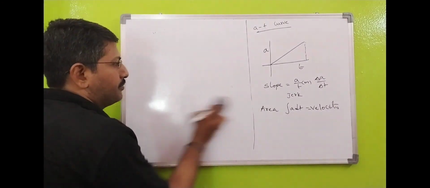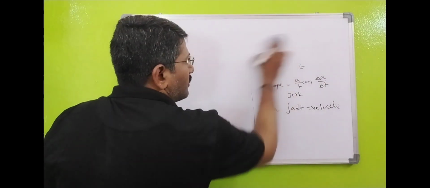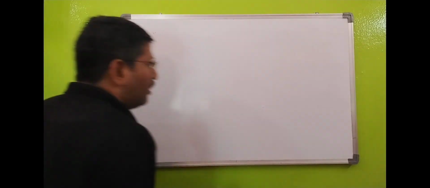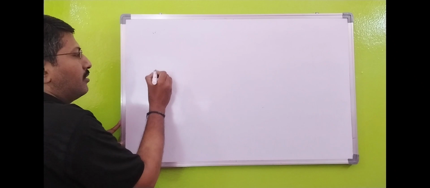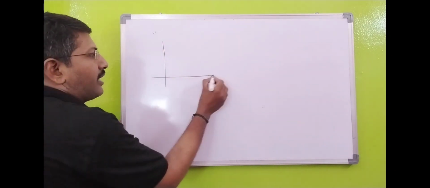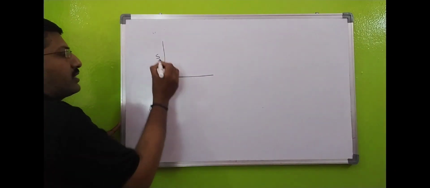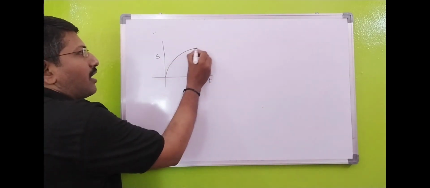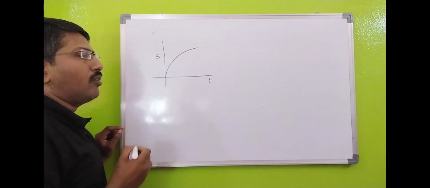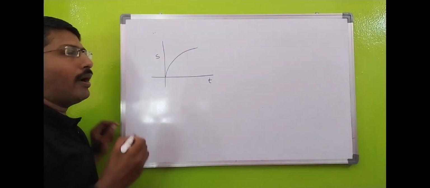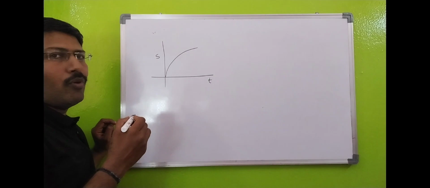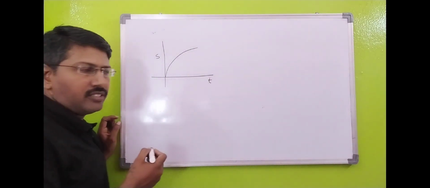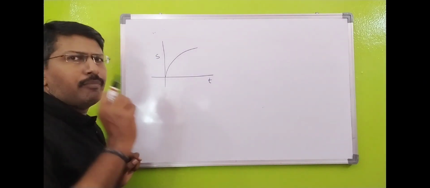Now we discuss some applications based on the graphs. Okay, see here, for example, I take displacement on the y-axis and time on the x-axis. So here, this is the graph. Now they are asking questions about this graph: what about velocity, whether velocity increases or decreases, and they are asking about acceleration. So here you simply remember, very important, keep in your mind.